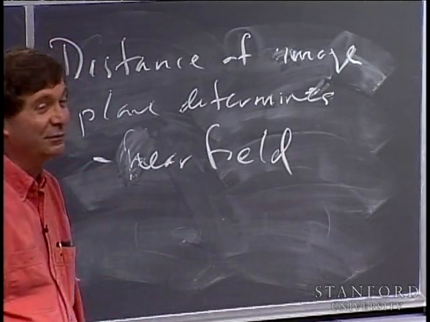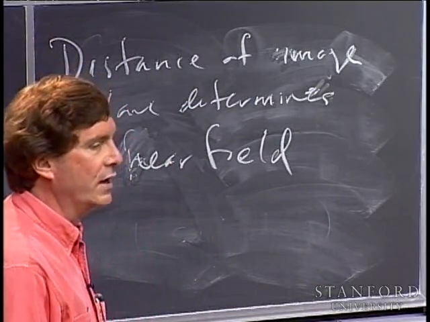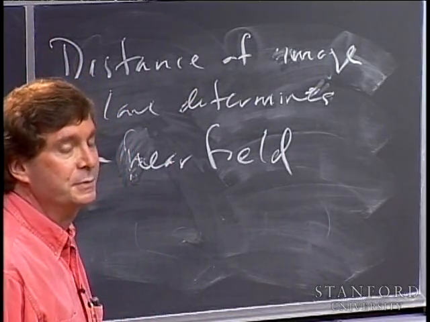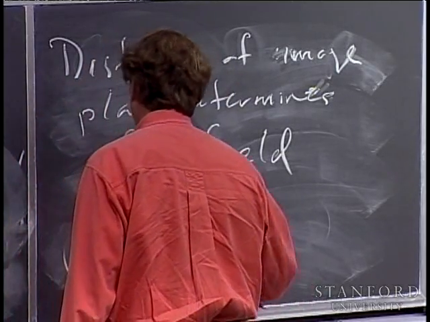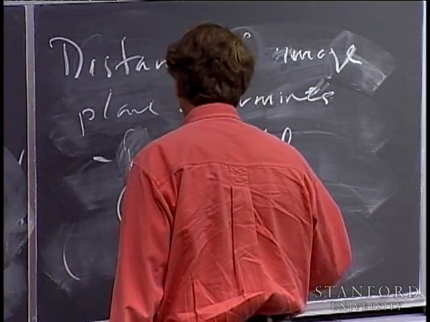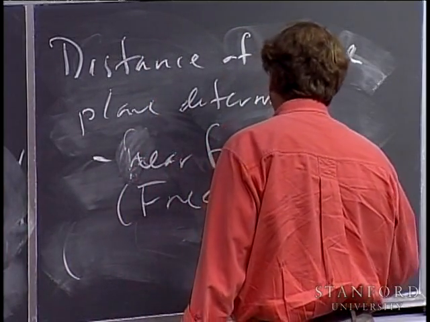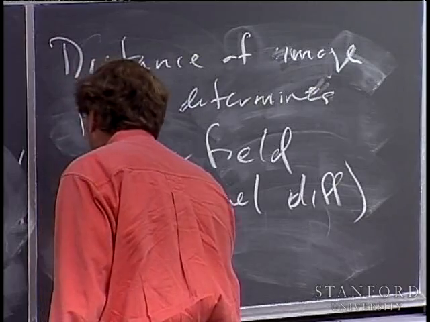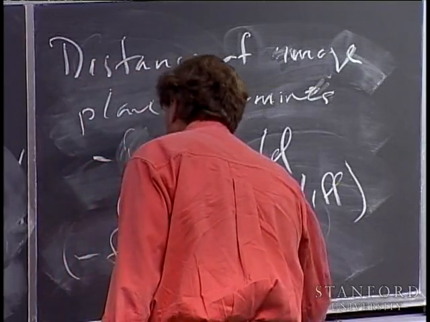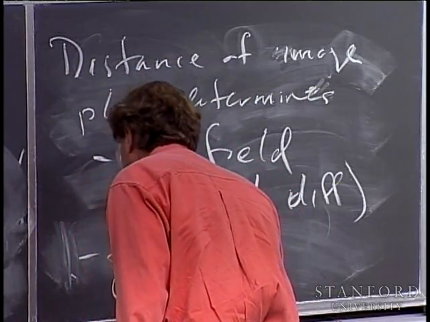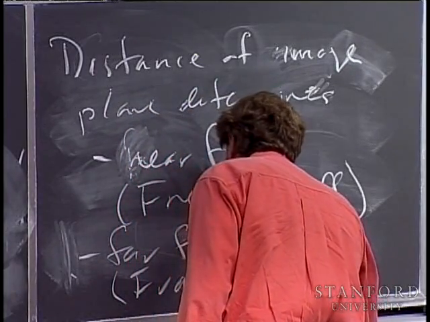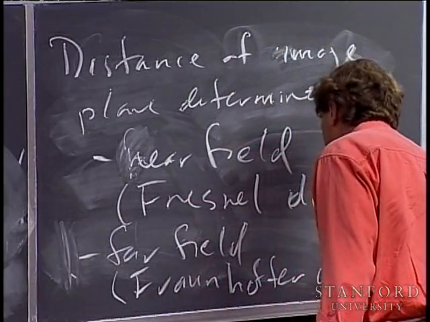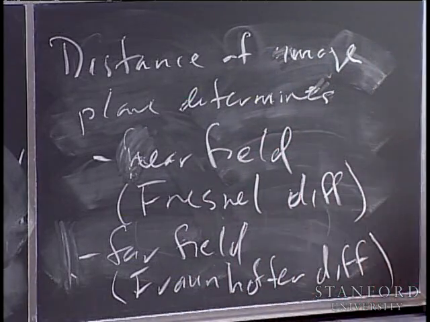Near field means relative to the wave, and it's usually relative to the wavelength. Near field, which means it's close in, that's called Fresnel diffraction. And the other is far field, so-called far field, which is Fraunhofer diffraction. I can only hope I'm spelling those right.